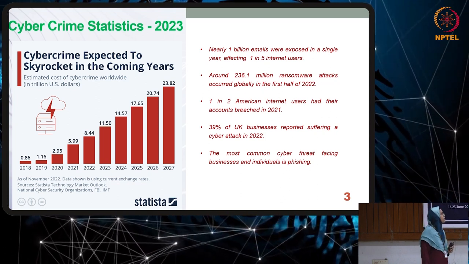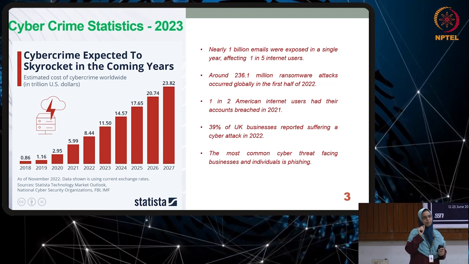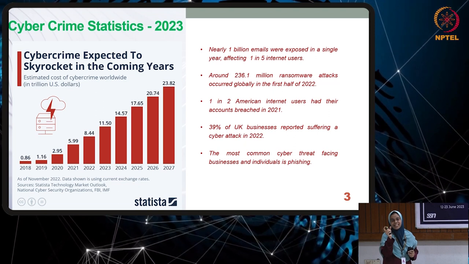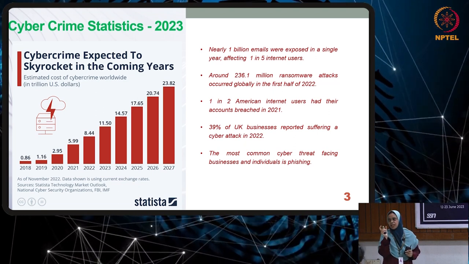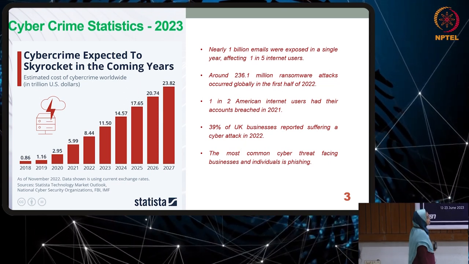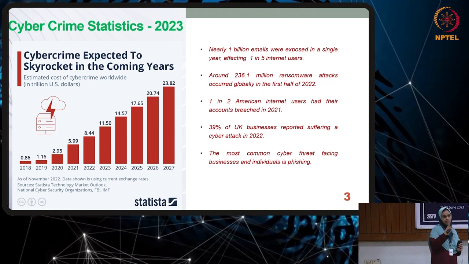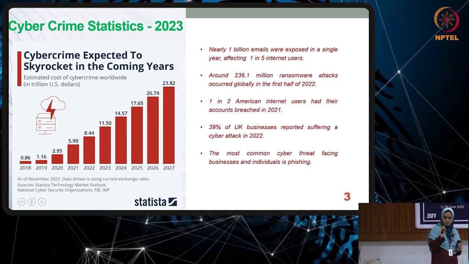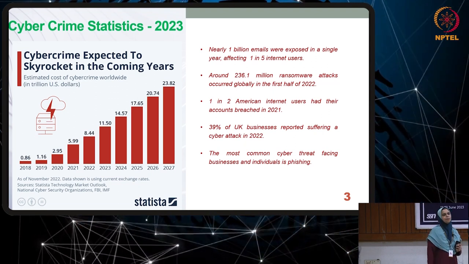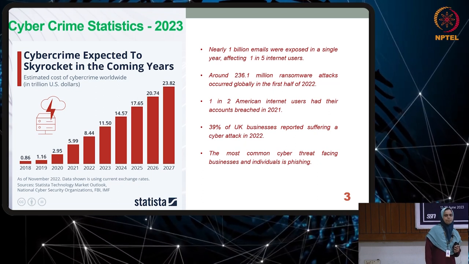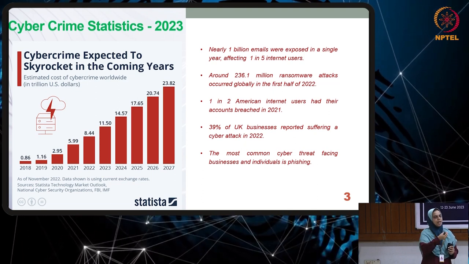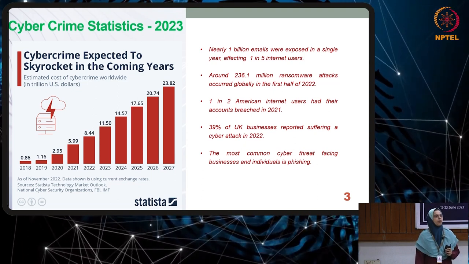Nearly 1 billion emails were exposed in a single year. So the amount of attacks, what is the medium which is focusing? Email. Lot of people are trying to target the emails of the particular user, right? And it is affecting 1 in 5 internet users. So the statistics is like, if there are 5 people who are using internet, every 1 person in that is affected by an email breach, right? So breach means what? What do you mean by the term breach? Means there is some kind of unauthorized access of data. That's why we call it a breach.